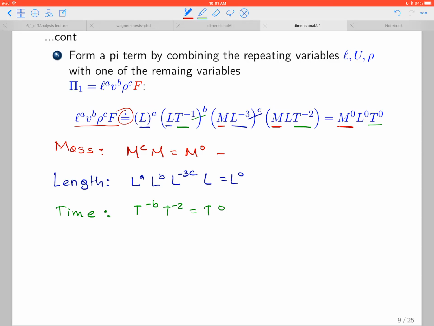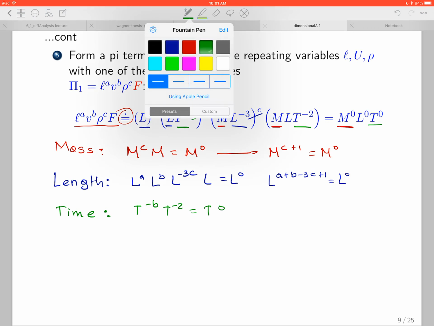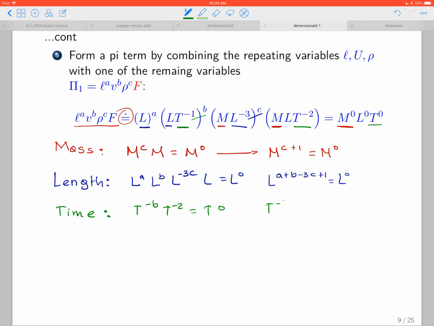So from the first equation, we have that m to the c plus 1 equal to m to the 0. The second equation, we have that L to the a plus b minus 3c plus 1 equal to L to the 0. And the last equation, we have that t to the minus b minus 2 equal to t to the 0.